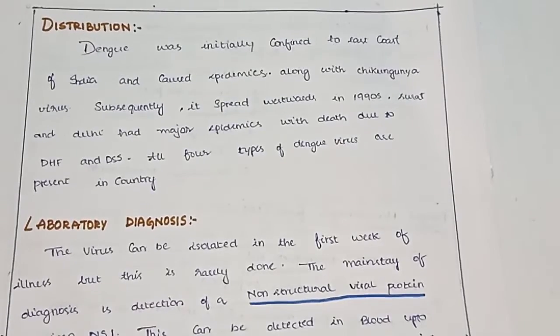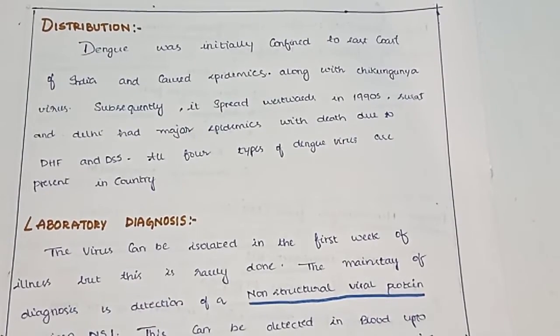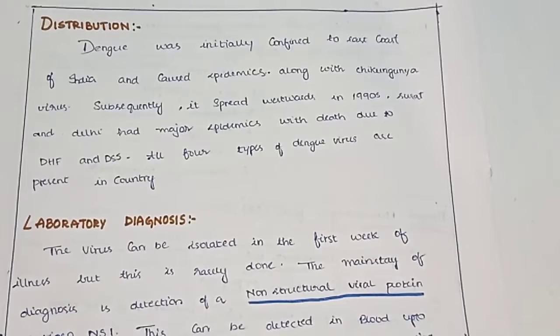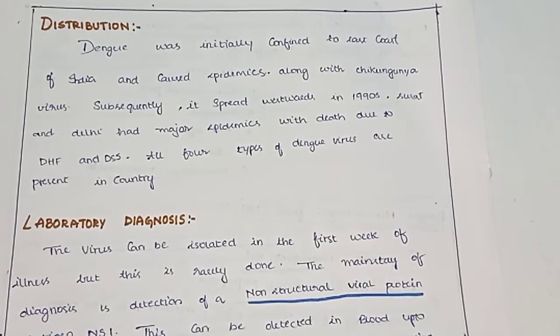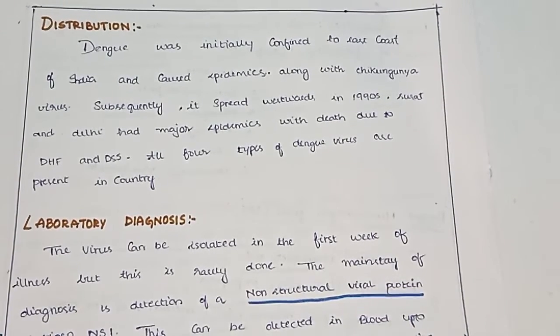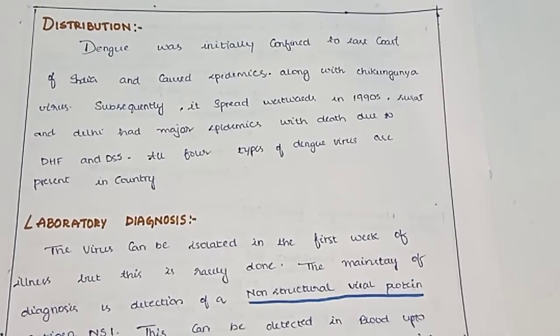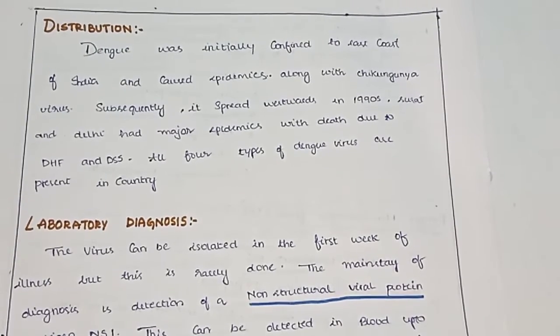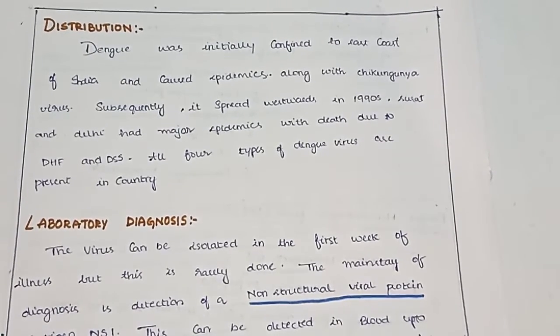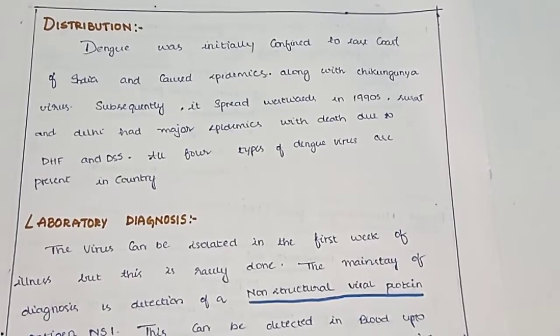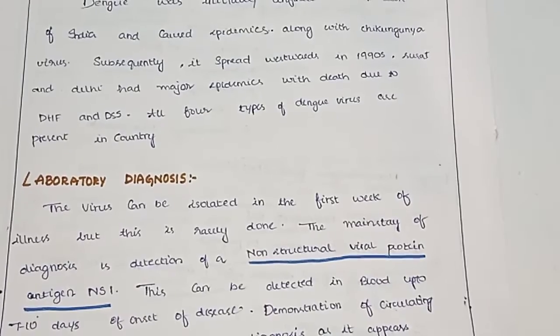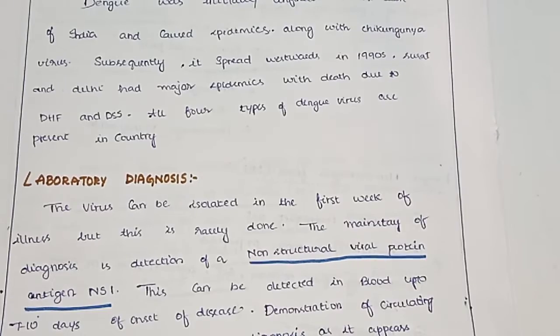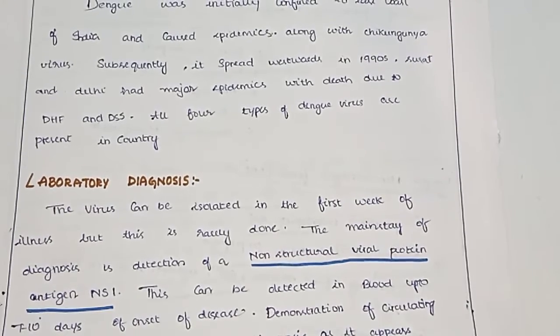Distribution. Dengue was initially confined to the east coast of India and caused epidemics along with chikungunya virus. Subsequently, it spread westwards. In the 1990s, Surat and Delhi had major epidemics with deaths due to DHF, that is dengue hemorrhagic fever, and dengue shock syndrome. All four types of dengue virus are present in the country.